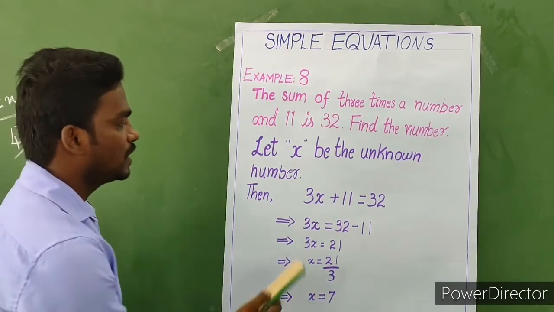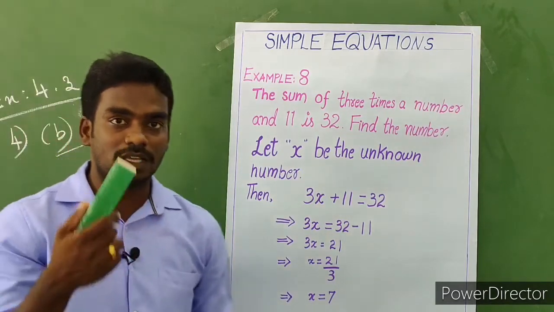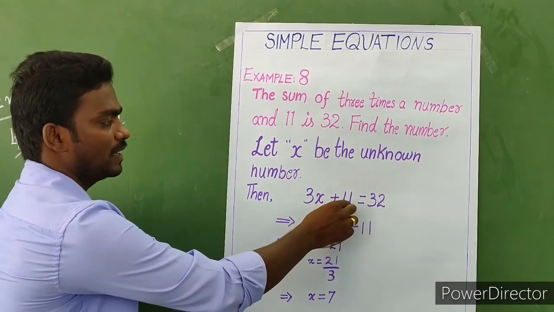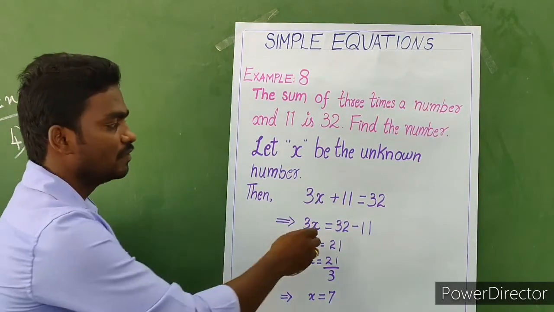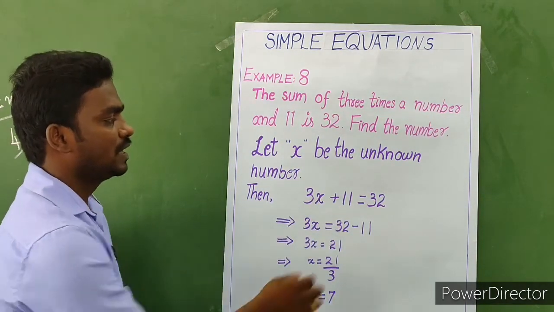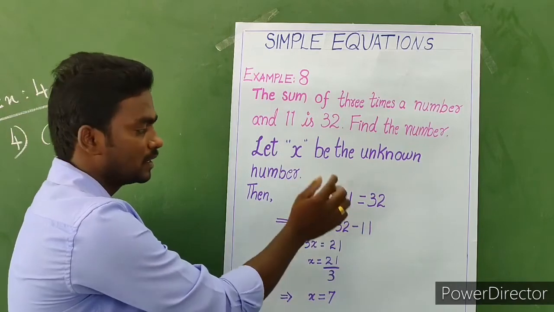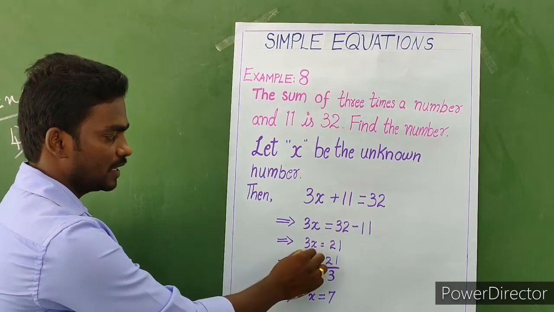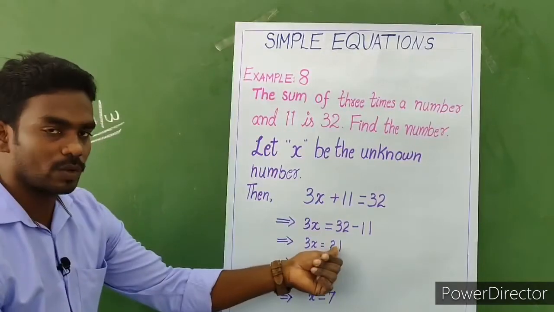Implies that, how to solve this? We keep 3x on the left side and can choose the transposing method. We know how to solve an equation by using the transposing method. The number 11 has a plus symbol on the left side, which transposed to the right side becomes a minus symbol, right? So keep the value 3x on the left side and the right side value is 32. This plus 11 is transposed to minus 11 on the right side. Implies that 3x is equal to 32 minus 11, what is that? 21.